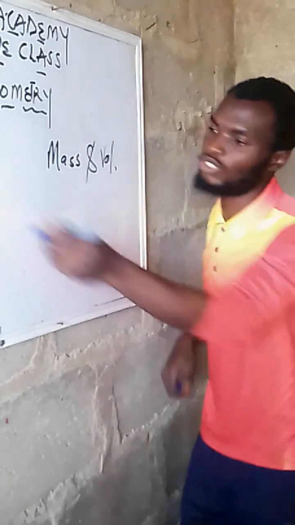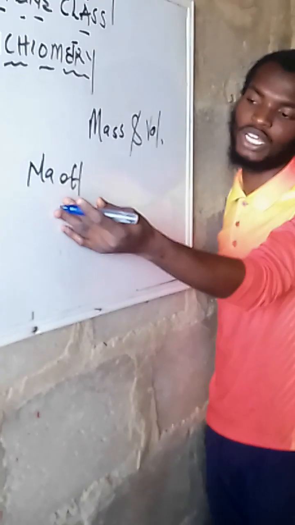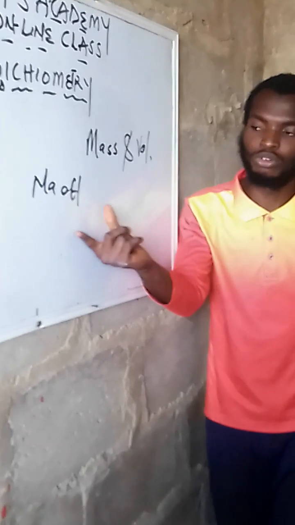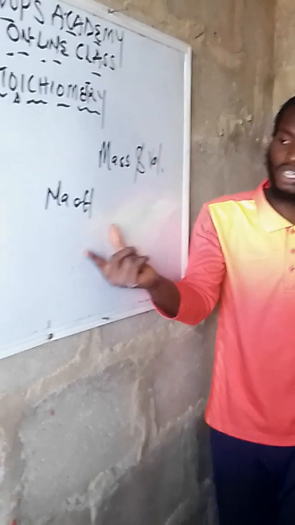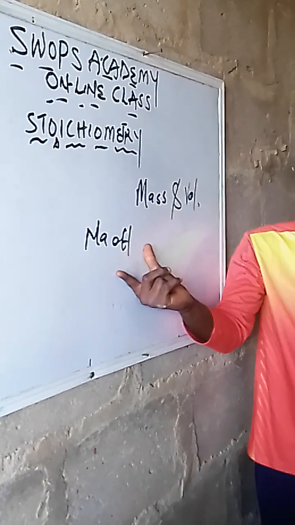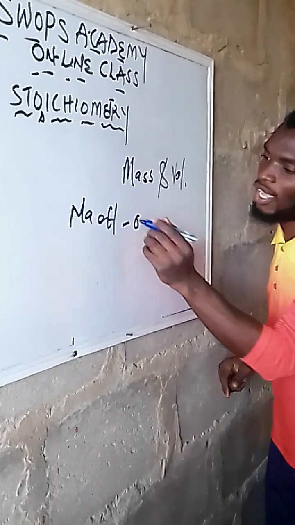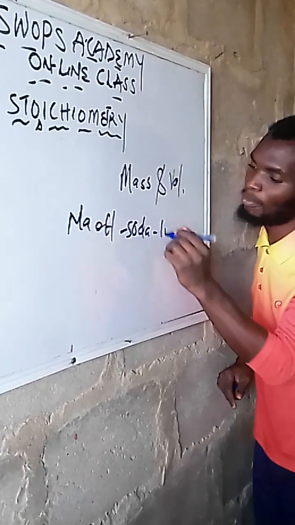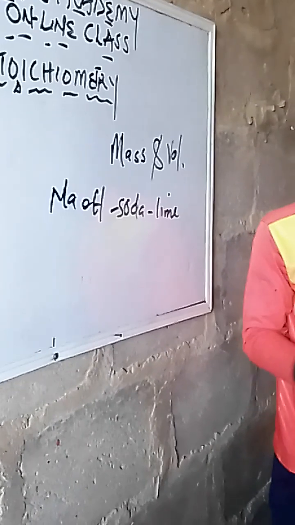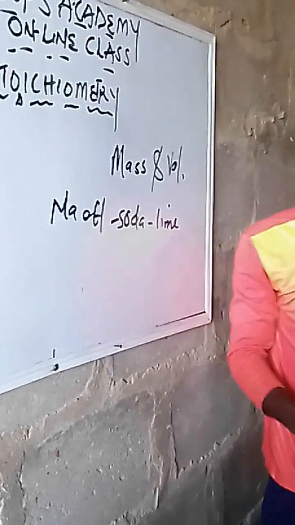Now, assuming we have NaOH, this is sodium hydroxide. For those preparing for exams, they can ask you the industrial name of this. It is soda lime. That is the industrial name for this, but the chemistry name of this one is sodium hydroxide. Are we together?